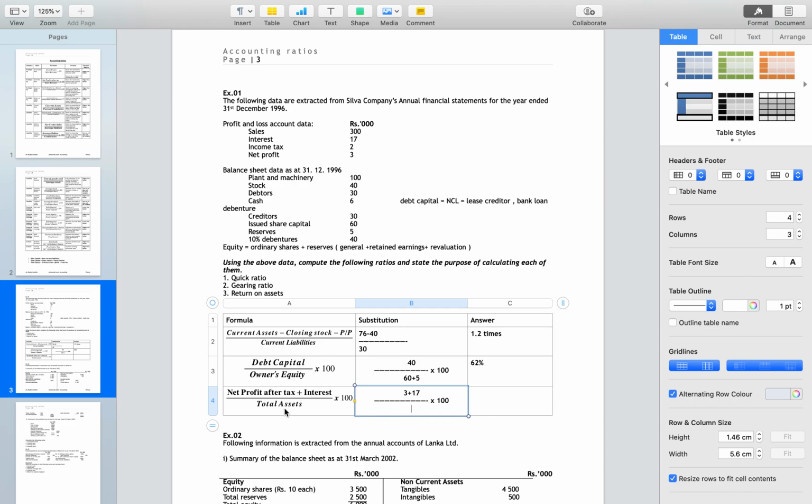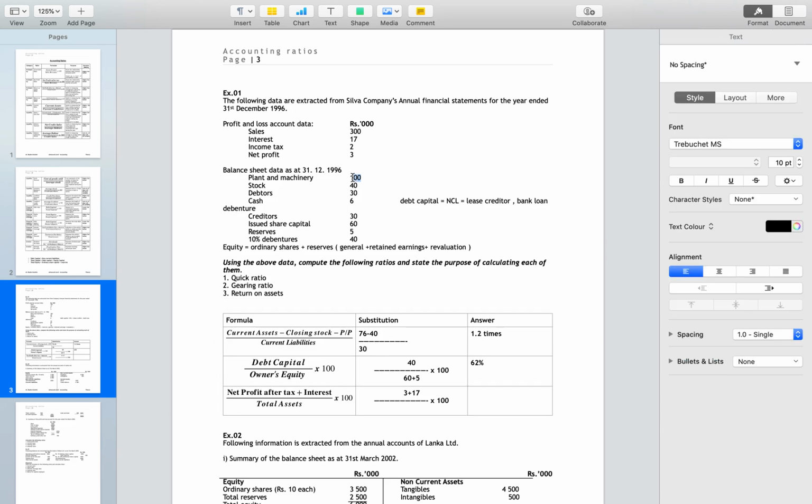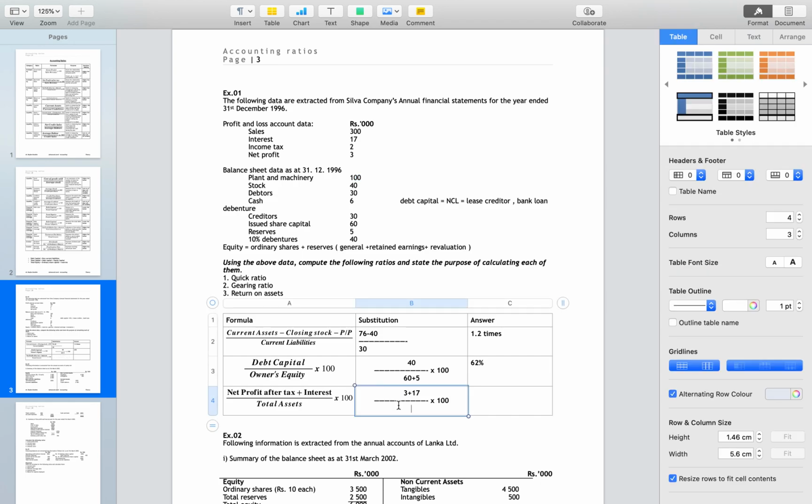So remember, in accounting, total assets means what? Current assets plus non-current assets. So in your balance sheet, the only non-current asset that you can see over here is 100. Current assets over here is 76. So therefore the total asset is now going to be 176. So again, how did we get here 176? Remember, total asset means what? Current asset and non-current asset. So current asset over here is 40, 30 and 6, that's 76. Non-current asset is 100. So therefore the total asset over here is 176, right?